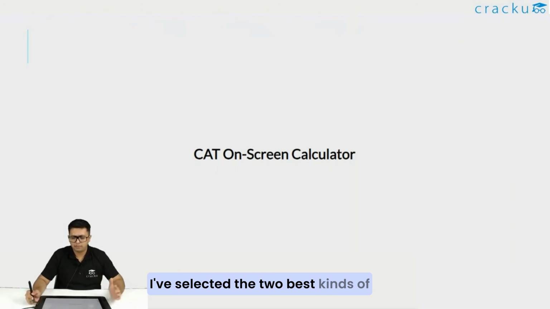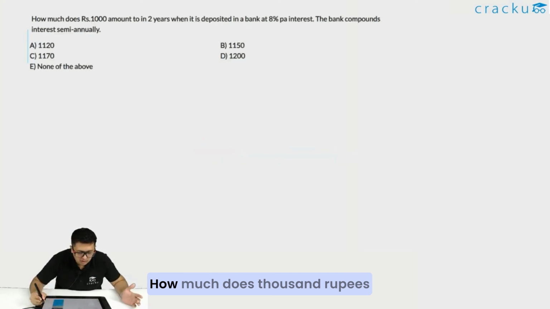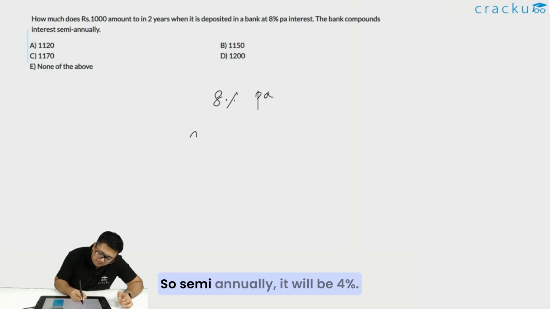I've selected the two best kinds of questions that we should be looking at, right? So let's look at the first question. How much does 1000 rupees amount to in 2 years when it is deposited in a bank at 8% per annum interest? The bank compounds semi-annually, right? So it's 8% per annum. So semi-annually, it will be 4%, right?